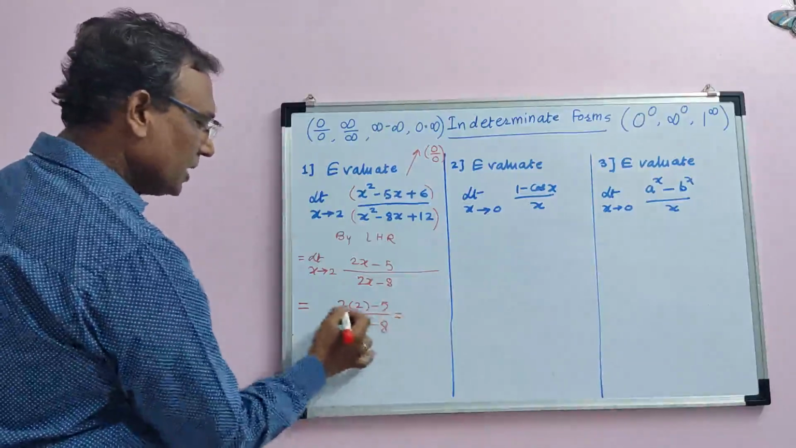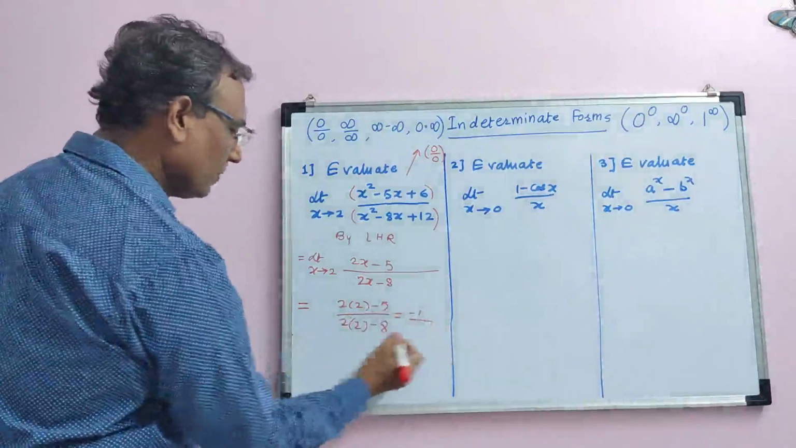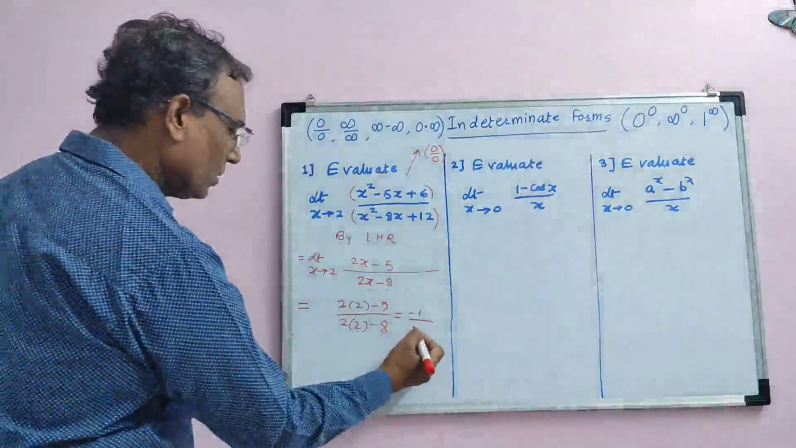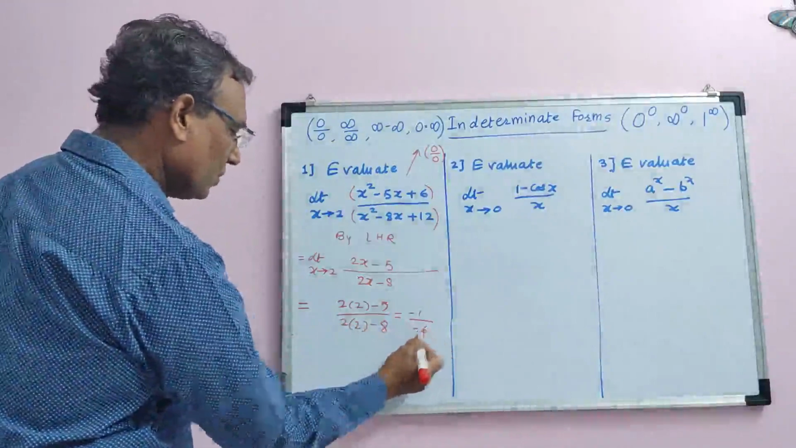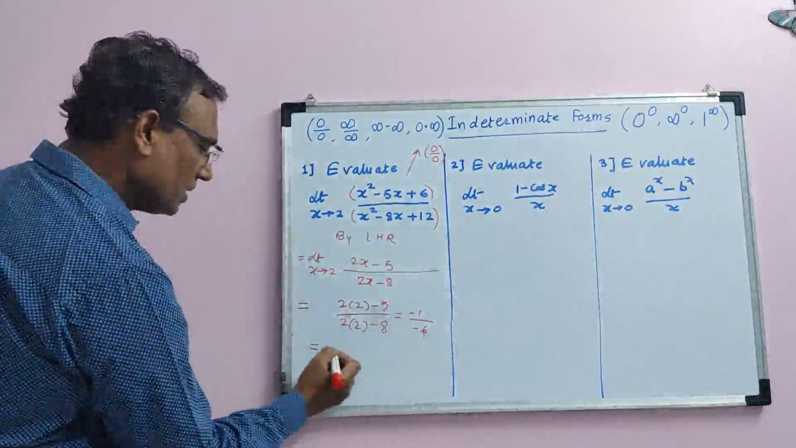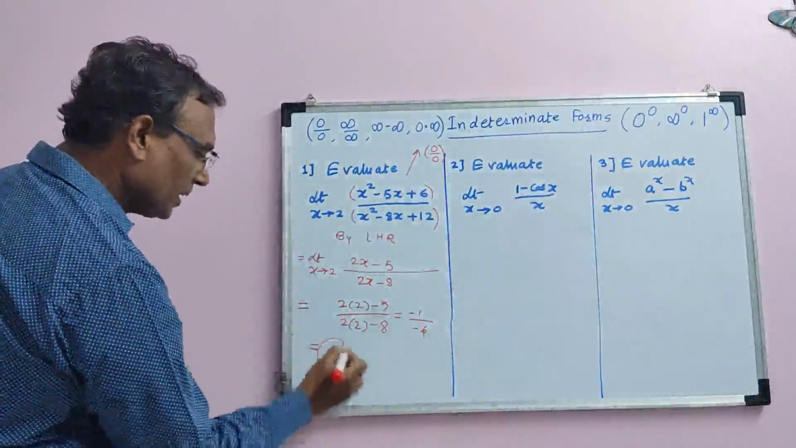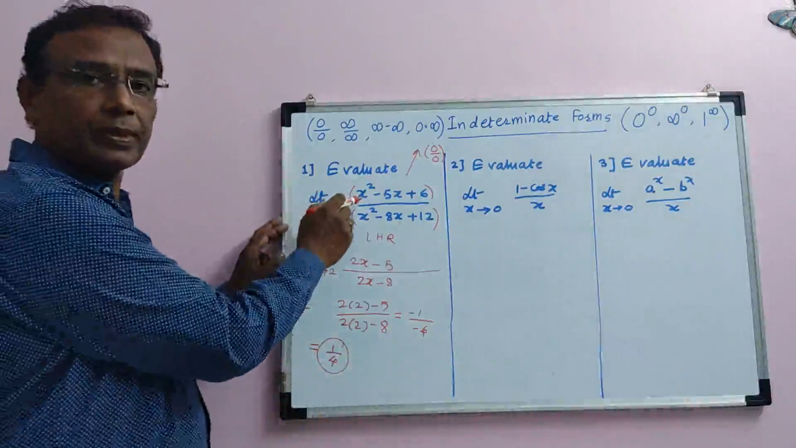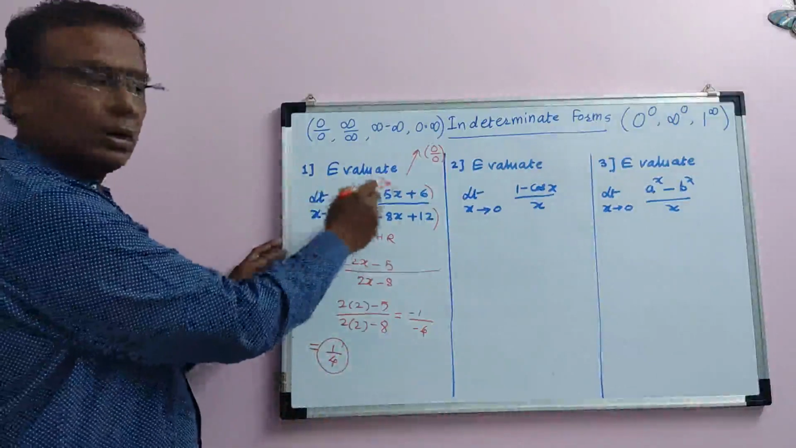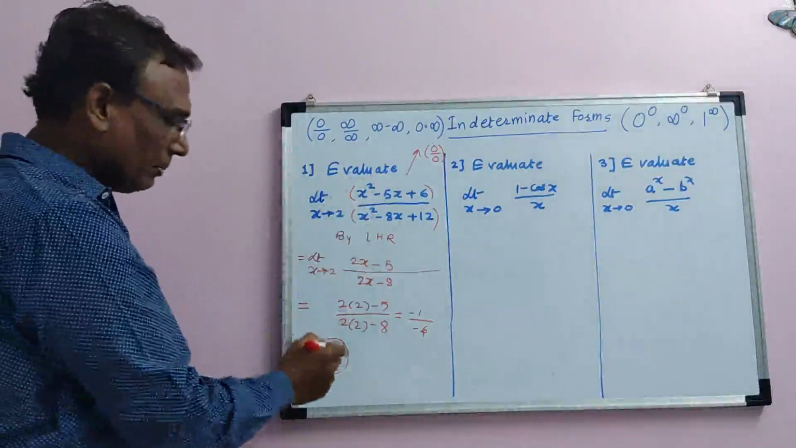And what is it now? It is 4 minus 5, which is minus 1. And in the numerator 4 minus 8 is minus 4. Means minus minus gets cancelled. Means 1 by 4 is the value of this limit.